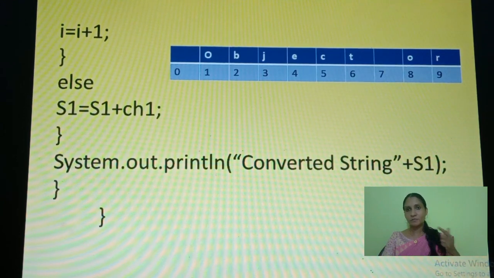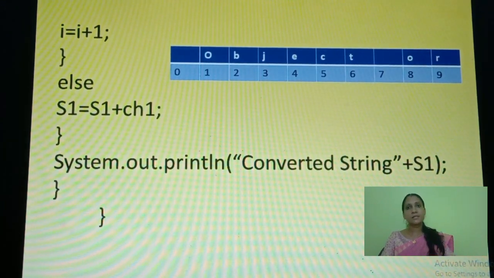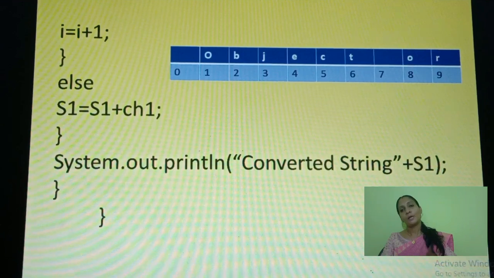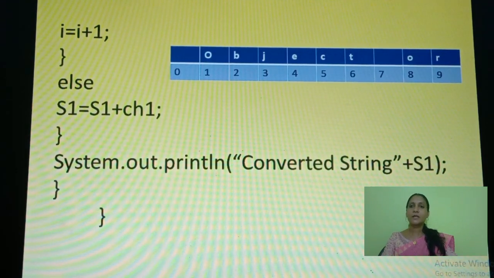Then if the condition is false, we use the else statement: else s1 = s1 + ch1. Then after closing all the brackets, we will print the value. Converted string is equal to s1, System.out.println. This is the program. This is a very simple program. You can easily study it if you understand this one.